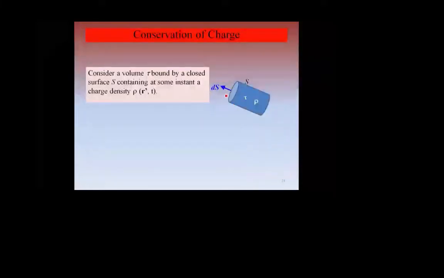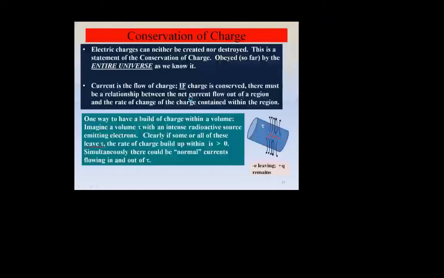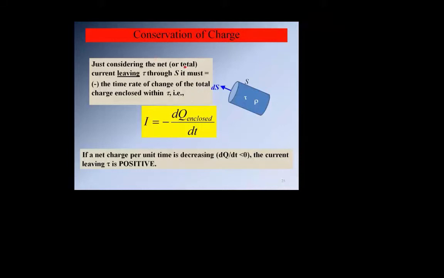Considering this again, let's imagine we have a closed surface, and any place on the surface we could have a ds. What happens to the charge density within this object? If you just consider the net or total charge or current leaving tau through S, the surface, it must equal minus the time rate of change of the total charge enclosed within tau. So one more time. If you consider the current leaving this volume through the surface S, it must equal minus the time rate of change of the total charge enclosed within tau.